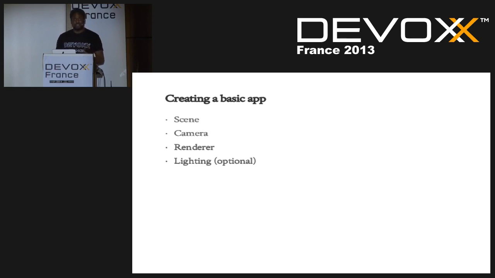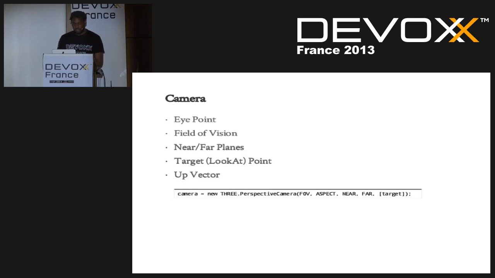The scene is kind of the controller for everything. It's where all of your lighting will attach. It's where all of your models are attached to, all of your cameras, things like that. Camera, obviously, is how you see the world. The renderer actually does the job of drawing the world, and then lighting. And then lighting is something that's optional. You can just use a base light, or you can do funky stuff with shadows and all those types of things.